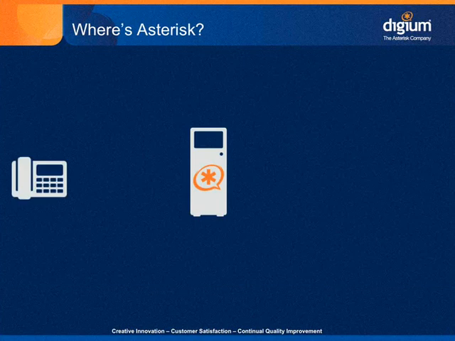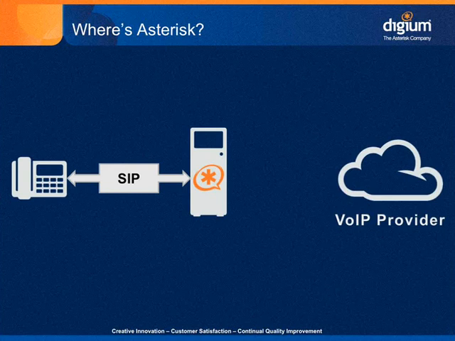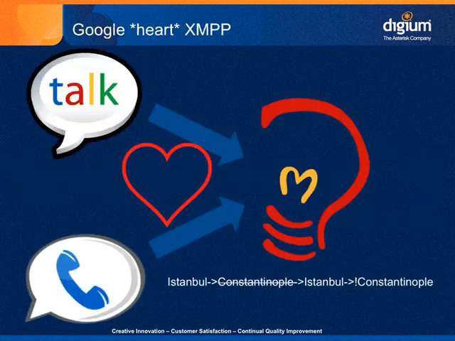Well, right now you've probably got your Asterisk server connected to a SIP phone of some kind, right? And Asterisk talks to your phone, of course, using SIP. And you probably also have Asterisk connected to some kind of VoIP provider. And to make the connection to that VoIP provider, you're also probably using SIP. But Google doesn't use SIP.